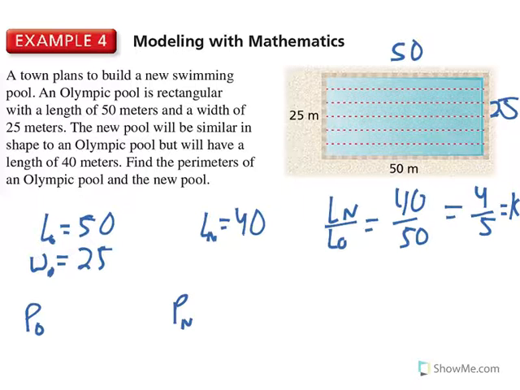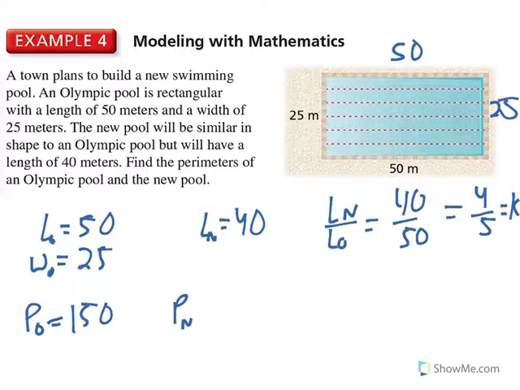So all I have to do is add these all up for my perimeter. So 50 plus 50 gives me 100. 25 plus 25 gives me 50. So my perimeter of this one's going to be 150. I don't need to find the width of my new pool. Okay, they don't ask for that. They simply ask for the perimeter.